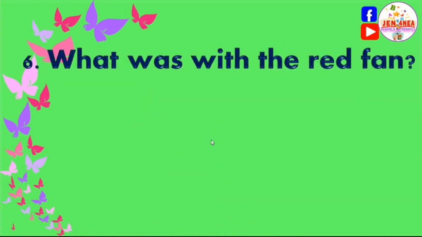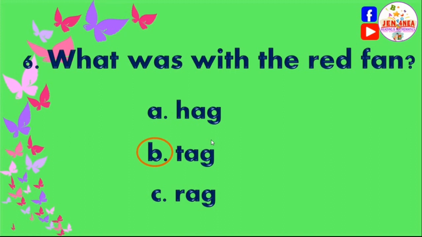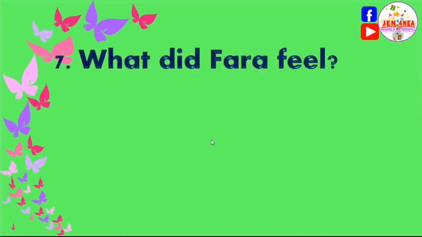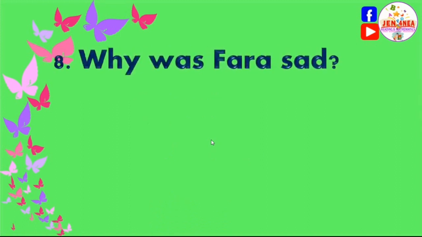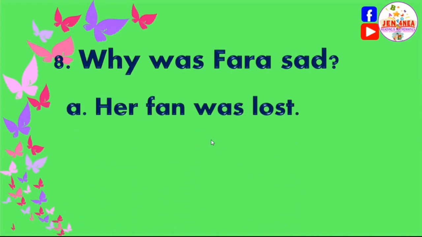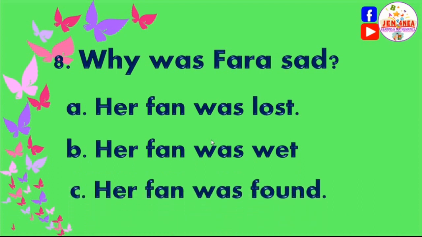What was with the red fan? A. Hag, B. Tag, C. Rag. What did Farah feel? A. Sad, B. Happy, C. Mad. Why was Farah sad? A. Her fan was lost. B. Her fan was wet. C. Her fan was found.